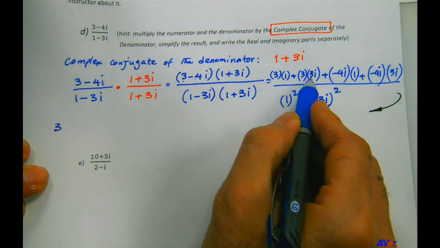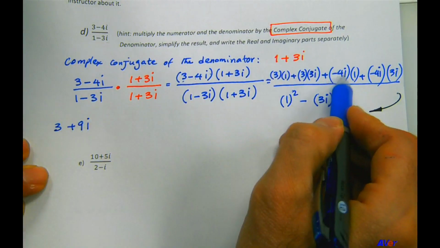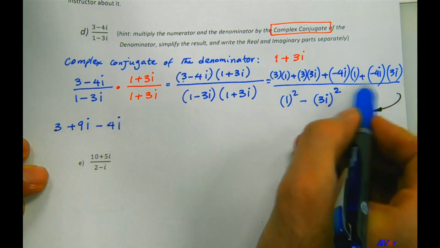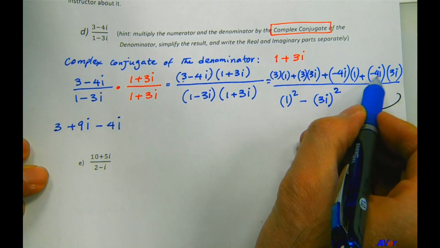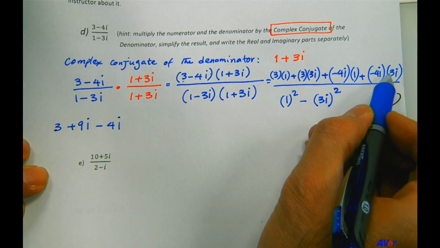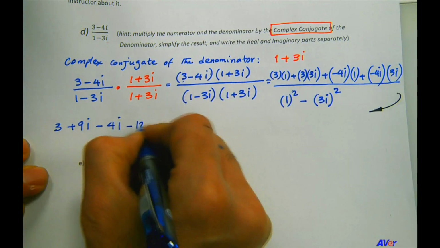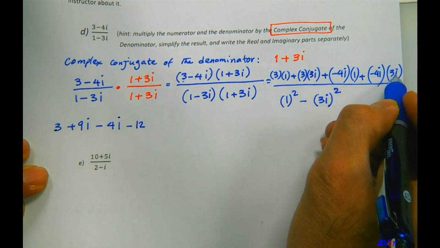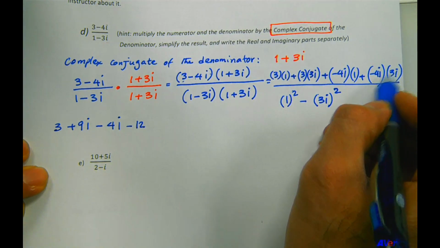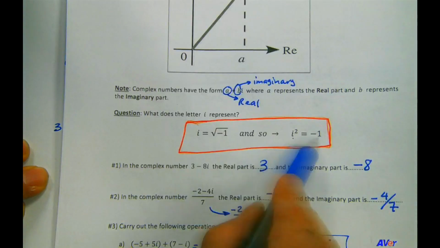3 times 3i, 9i. Minus 4i times 1, minus 4i. Minus 4i times 3i. Minus 4 times 3 is minus 12, right? Minus 12. i times i is i squared, and i squared is negative 1. Remember that? i squared is negative 1.